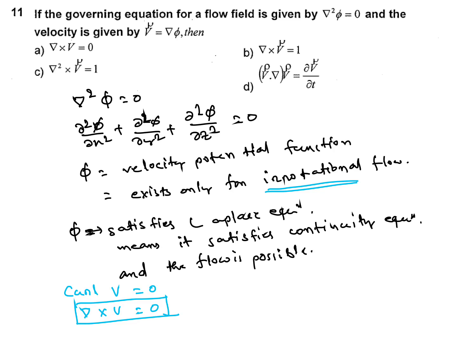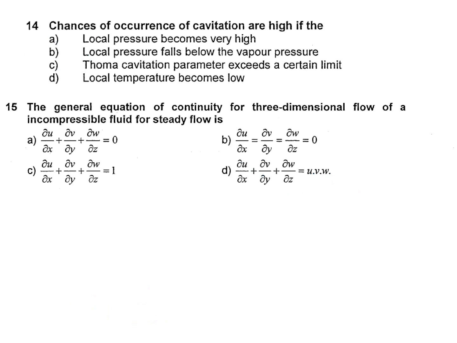Chances of occurrence of cavitation are high if: A, local pressure becomes high; B, local pressure falls below the vapor pressure; C, Thoma cavitation parameter exceeds a certain limit; D, local temperature becomes low. B is our answer. Local pressure falls below the vapor pressure.